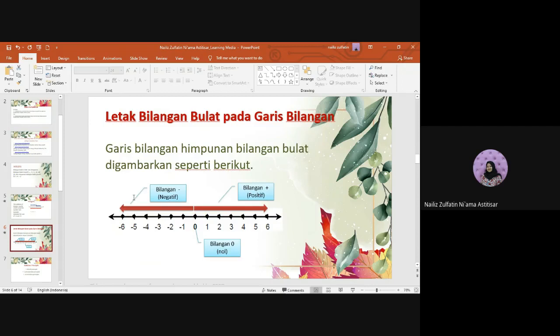Jadi, letak bilangan bulat pada garis bilangan. Garis bilangan himpunan bulat digambarkan seperti gambar berikut ini. 0 terletak di tengah-tengah antara bilangan positif, yaitu plus, dan bilangan negatif, yaitu dari negatif 1 sampai negatif 6 dan seterusnya.